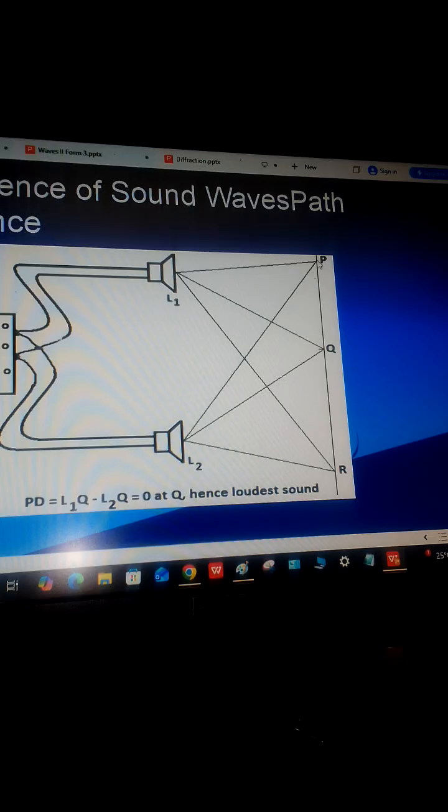Now at P, the path difference is L1P minus L2P. That's how we find the path difference. The path difference at R is L1R minus L2R. So in this particular case, at point Q, the path difference, that is L1Q minus L2Q, is 0. And at this point, we have the loudest sound, where we have the maximum constructive interference.